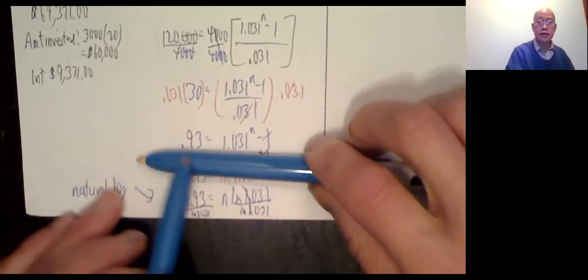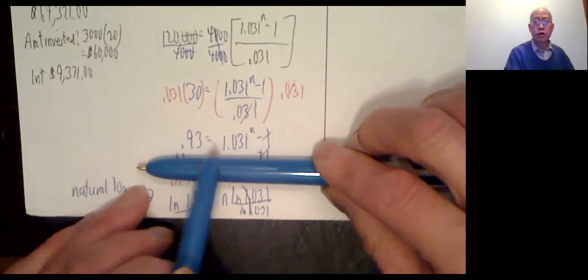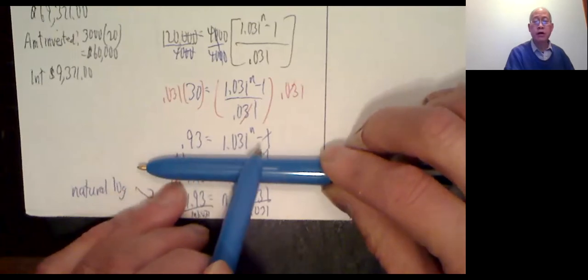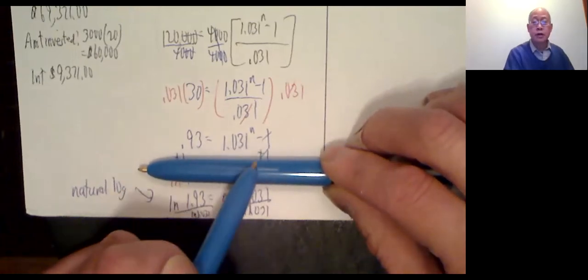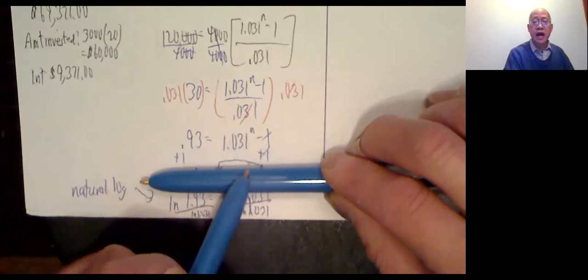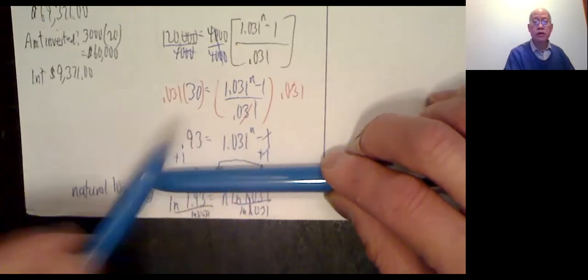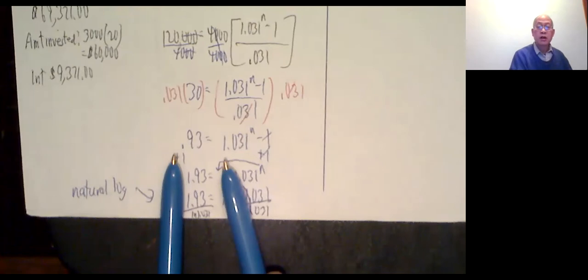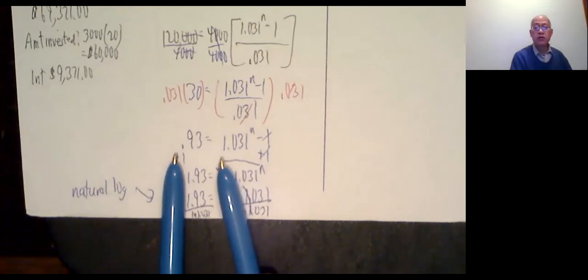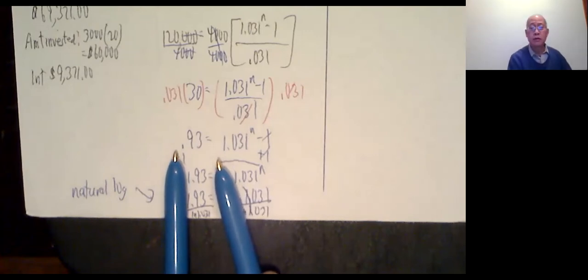So now the formula looks like this. 0.93 equals 1.031 to the n power minus 1. How do I get rid of the minus 1? Add 1 to both sides. So it looks like this now: 1.93 equals 1.031 to the nth power. That n is floating up there as an exponent.